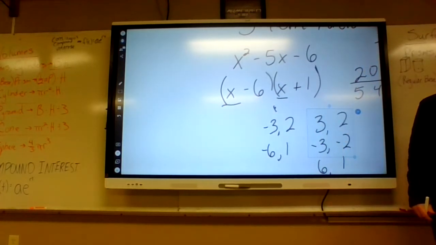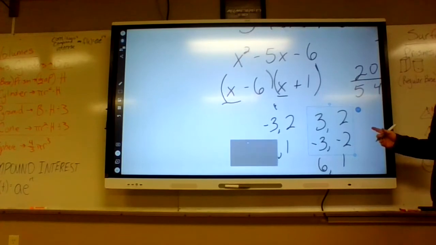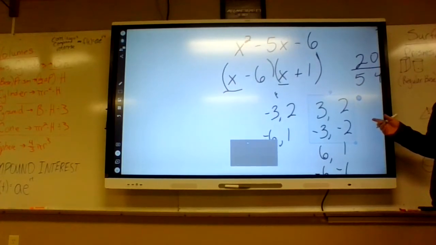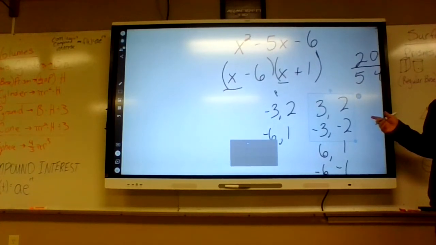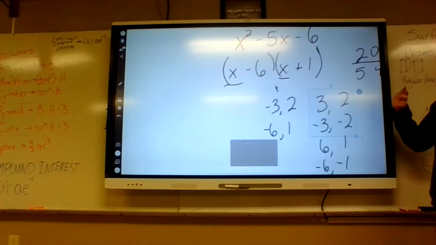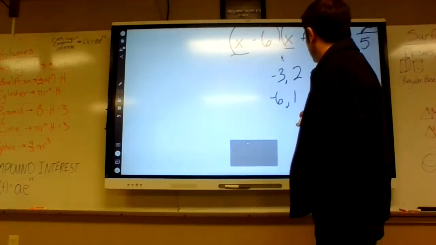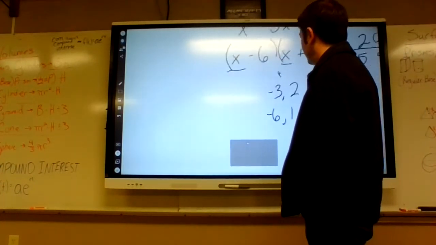If you're really good at your times tables, this whole chapter is a lot easier. If you're a little rusty on your times tables, it'll be harder. Also, if you're good at adding and subtracting in your head, that helps too. All right, let's get rolling.